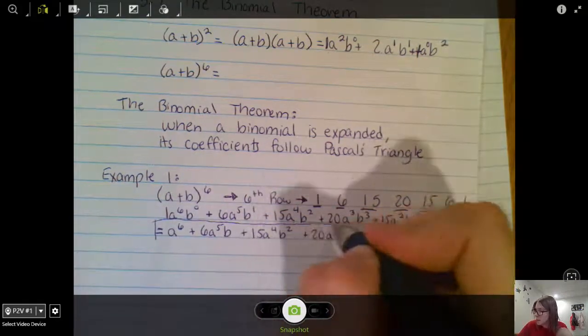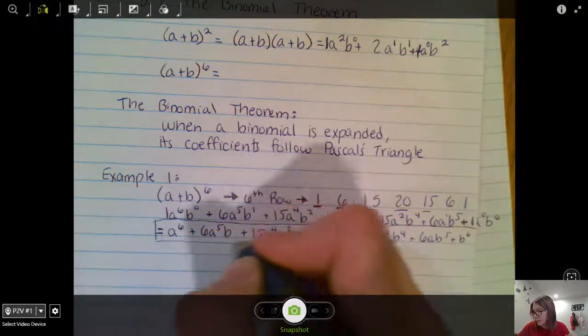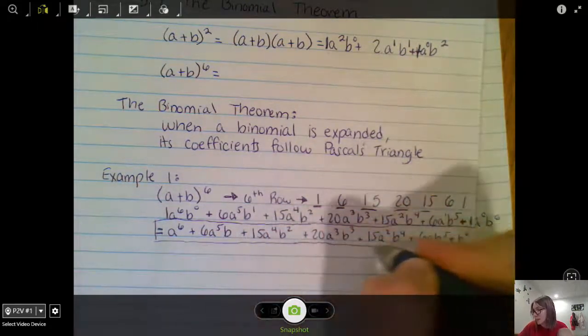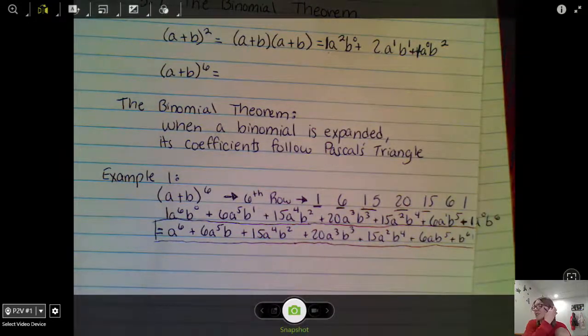Now we would have the same thing here if we actually took a plus b times a plus b times a plus b times a plus b times a plus b times a plus b. But I don't know about you, I'd much rather do this than actually have to multiply all of that out. So easy to make mistakes along the way. But that's our binomial theorem.